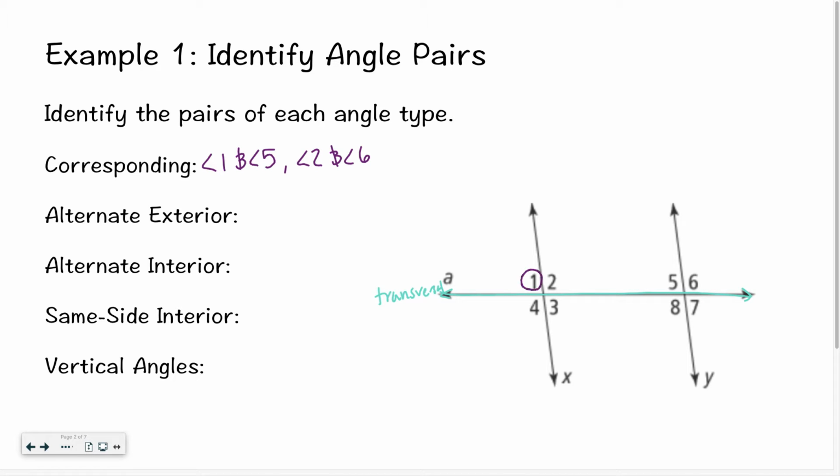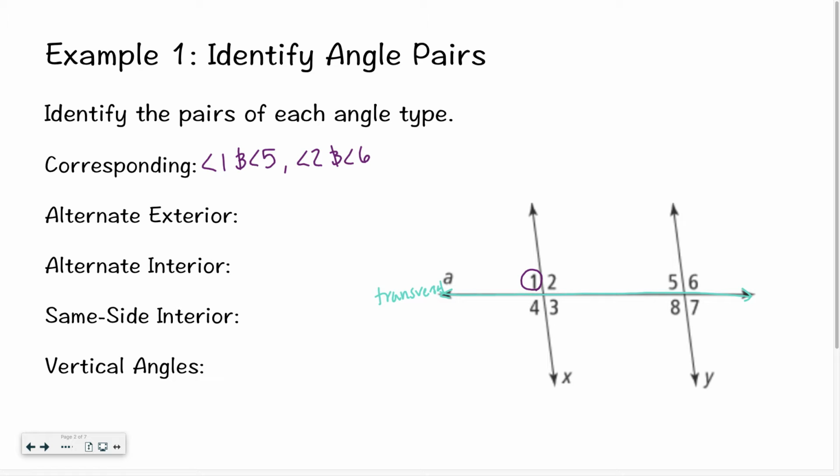So again, if I start with angle 1, I'm looking now for an angle that's on the other side of the transversal. So angle 1's on top of the transversal. I'm looking for something that's on the bottom of the transversal. And the second word for this angle is exterior. So exterior, like if you think about exterior of a house, it's the outside of a house. Okay, so exterior is going to be on the outside of the parallel lines.